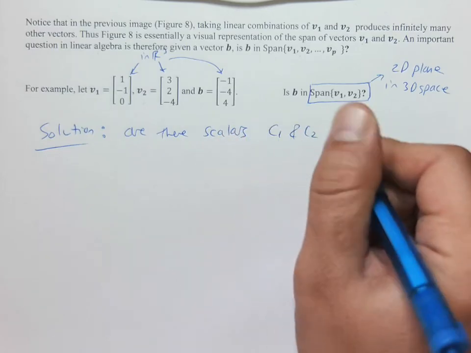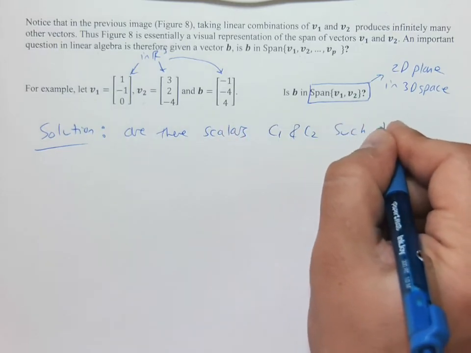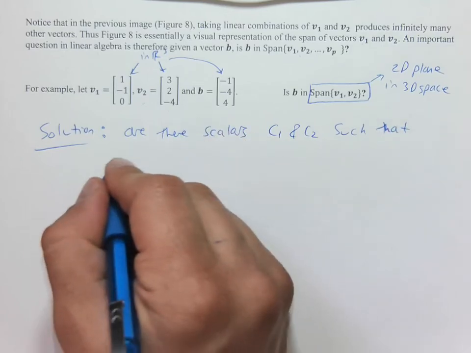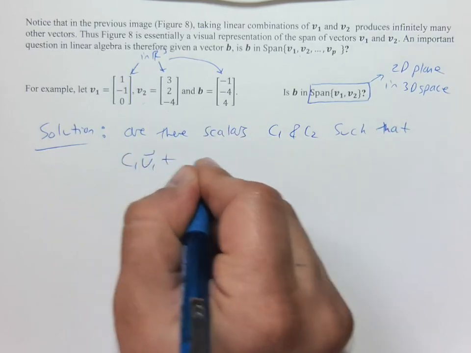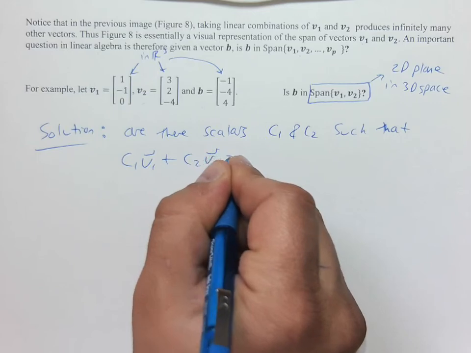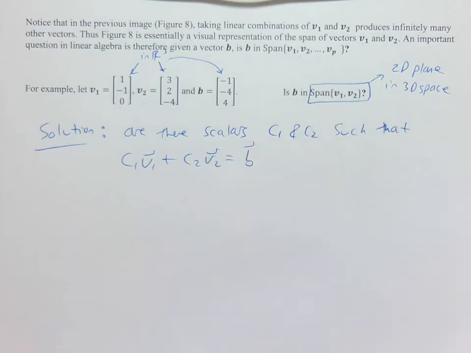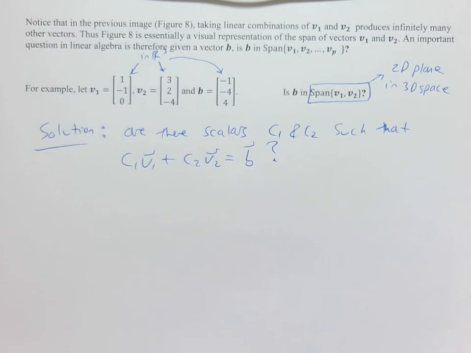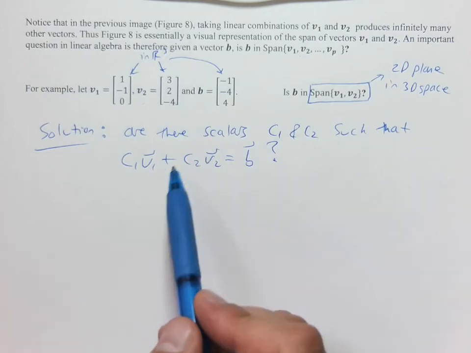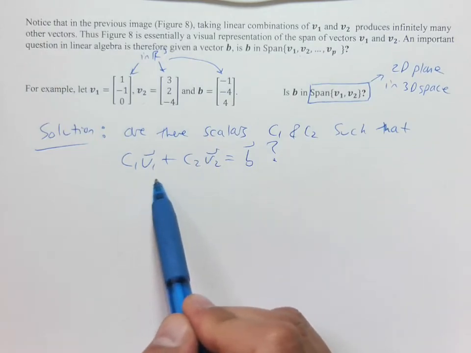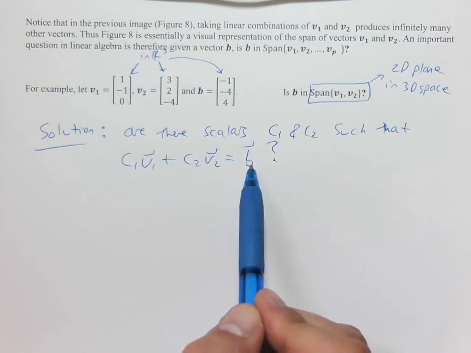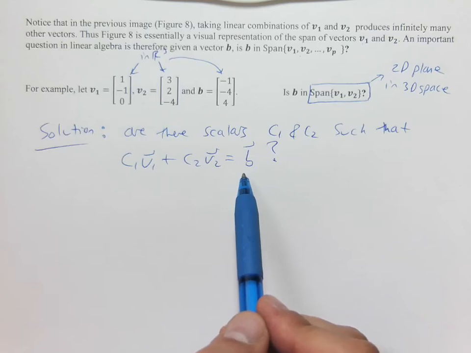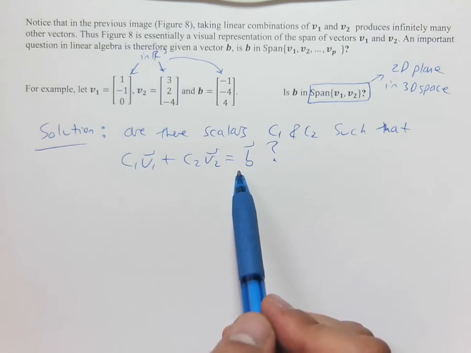C1 and C2, such that C1v1 plus C2v2 equals this vector B? Right? That's the question we're trying to ask right now. And so this is an equation we can write down. It'll turn into a linear system. We can put that into a vector, or a matrix, and see whether or not there's a solution. That's sort of the goal here.